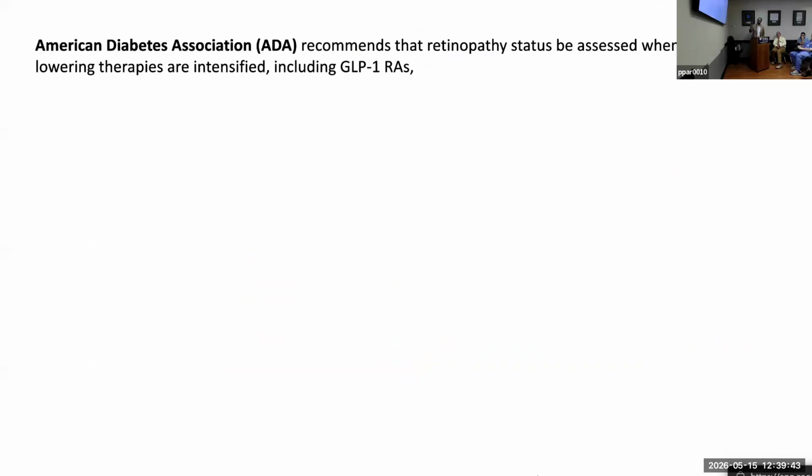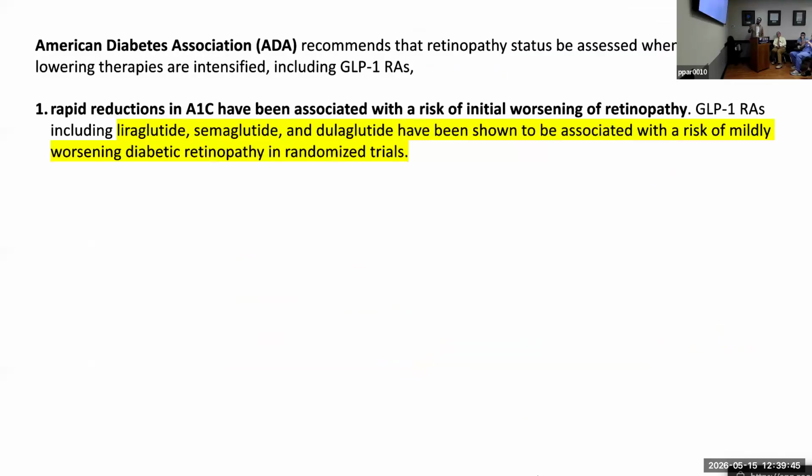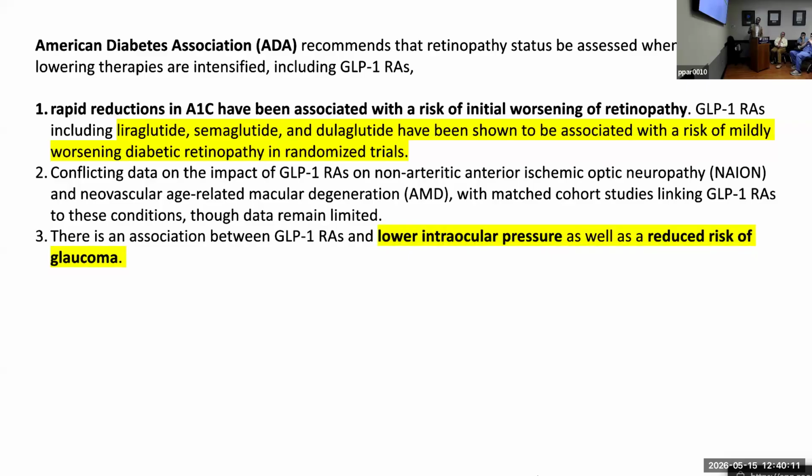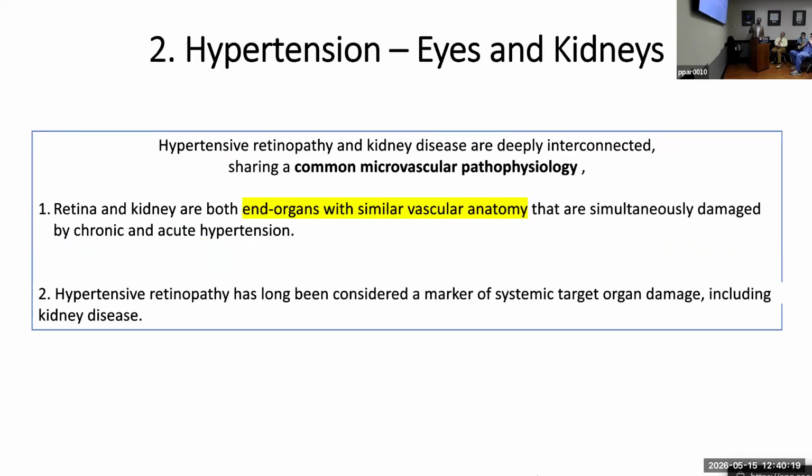Now, there was one thing that I found useful. Rapid correction in A1C with GLP-1 analogs, liraglutide, semaglutide, dulaglutide, has been shown to worsen diabetic retinopathy in randomized controlled trials. There was conflicting data on GLP-1 receptor agonists and non-arteritic ischemic optic neuropathy and neovascular age-related macular degeneration, but data was limited. There was an association between GLP-1 and lower intraocular pressure. The only important thing I noted is that rapid correction can lead to worsening of the diabetic retinopathy.